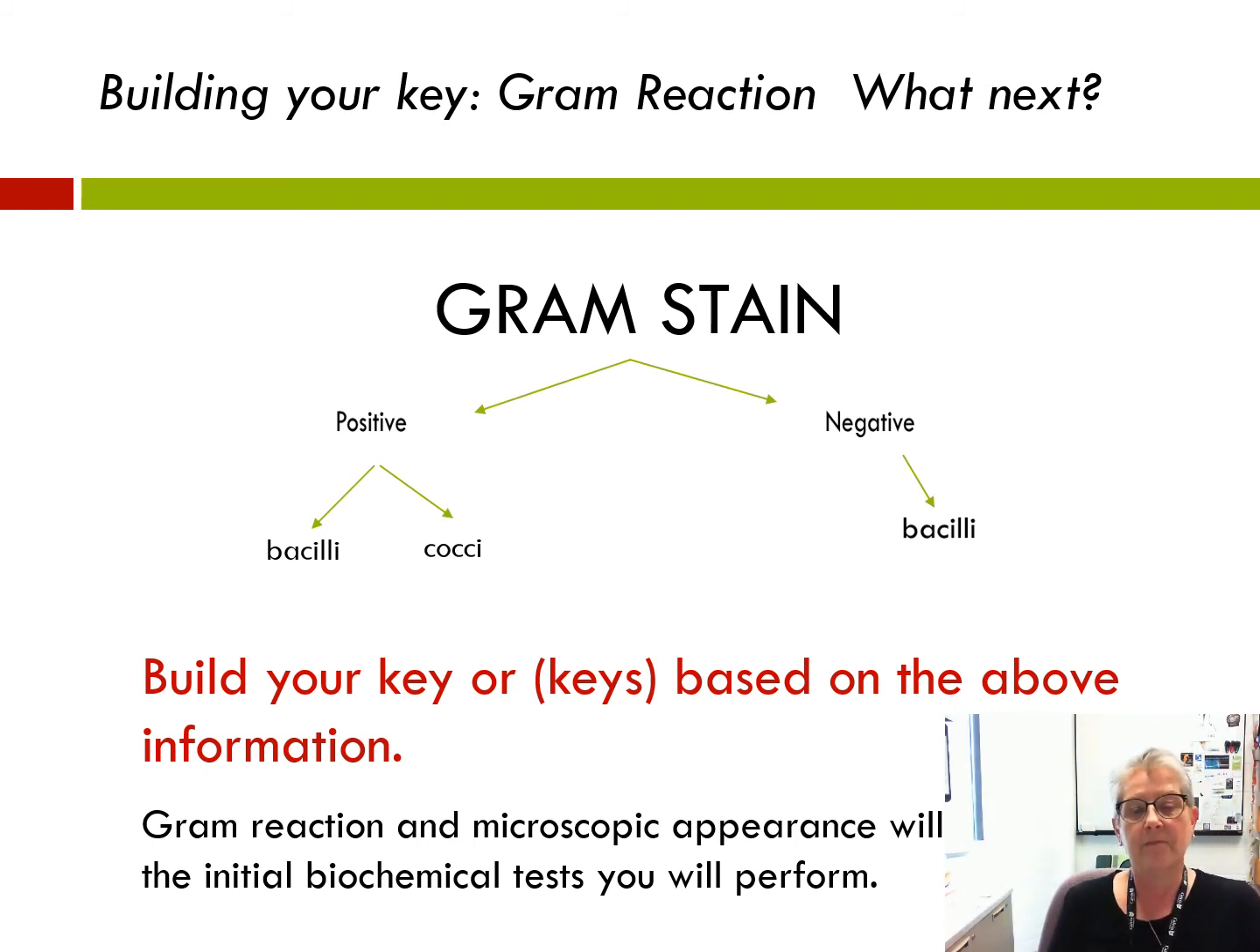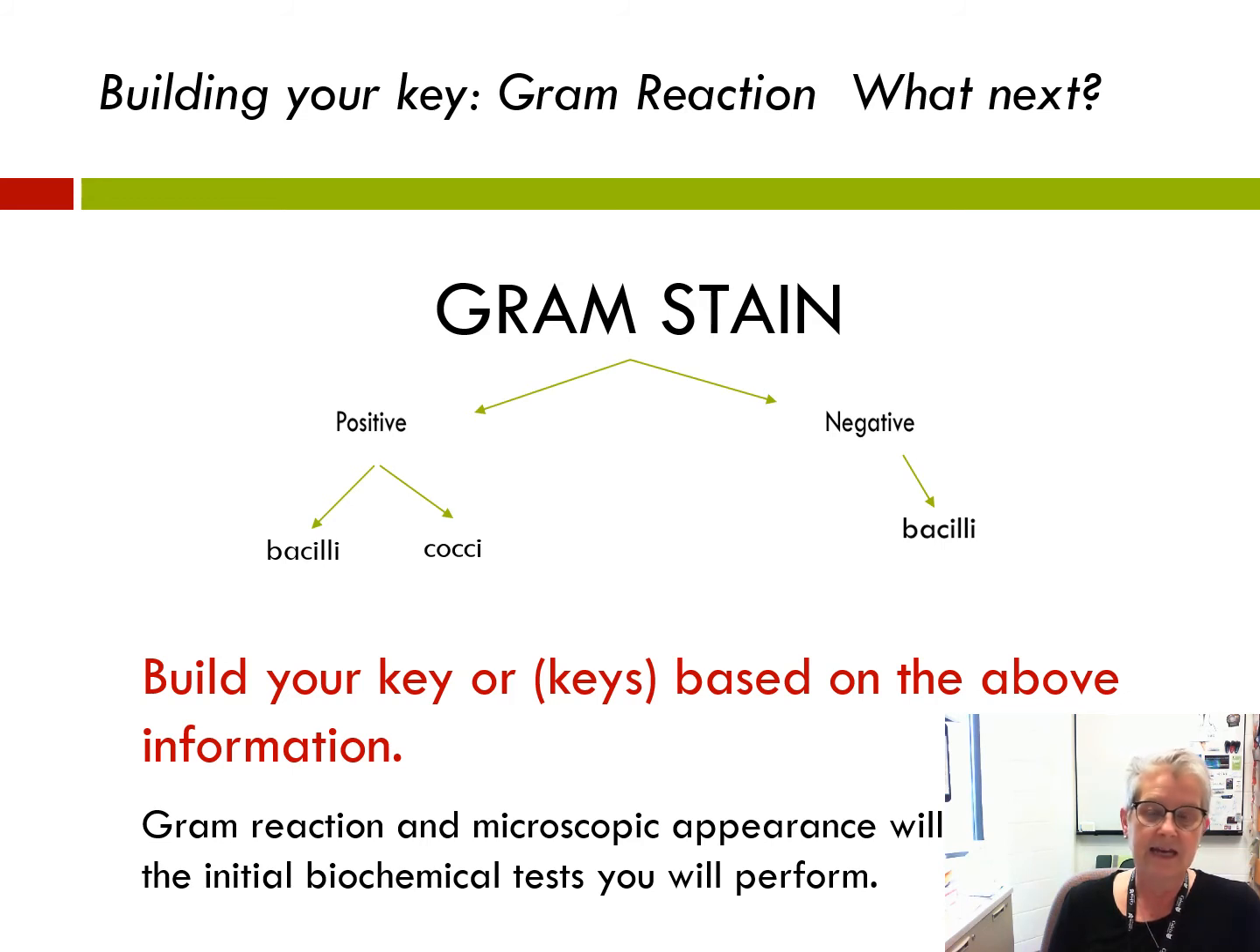In addition to shape, you can also use arrangement, right? Strep, staph, palisade. So that may or may not be useful. In the case of our 13 bacteria, yes, we have gram-positives and gram-negatives. Our gram-positives can be sorted into two groups based on shape, bacilli and cocci. But for the gram-negatives, there is only one shape. They are all gram-negative bacilli. So you begin constructing your dichotomous key based on gram reaction and microscopic appearance.